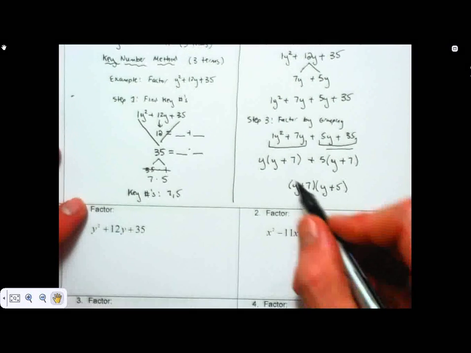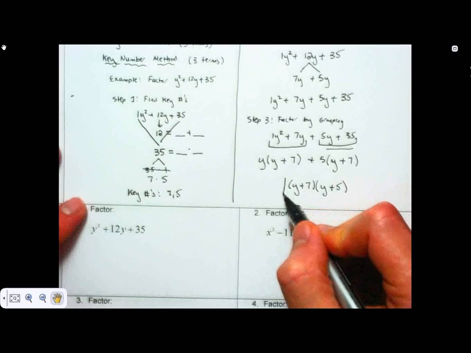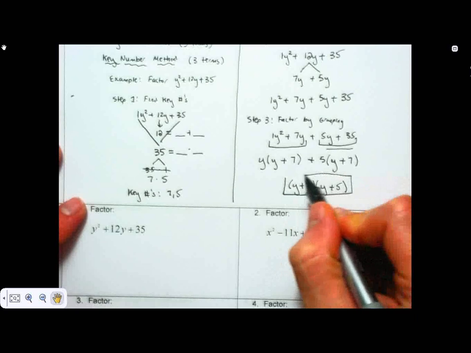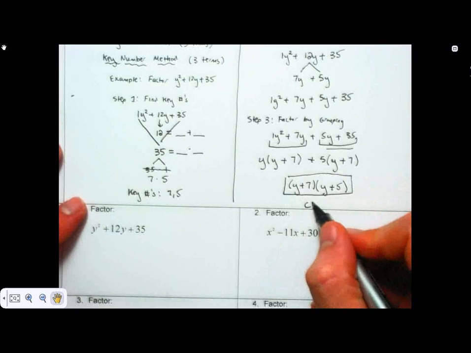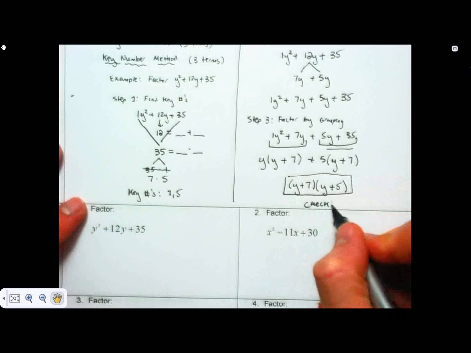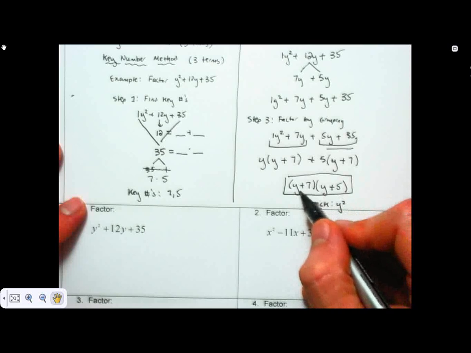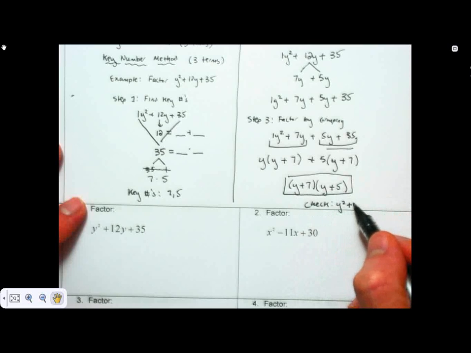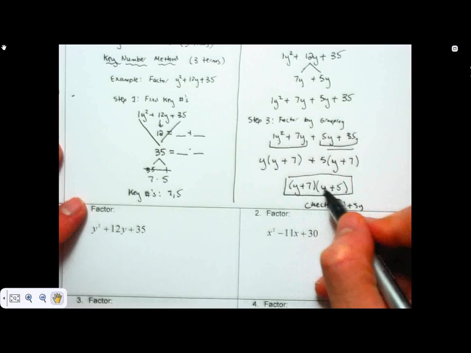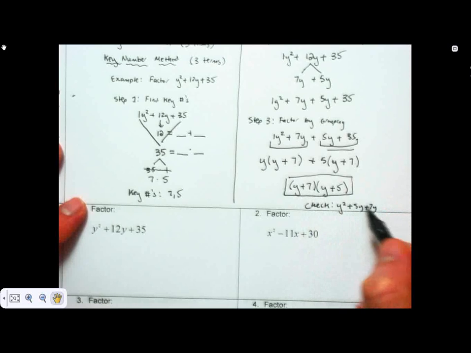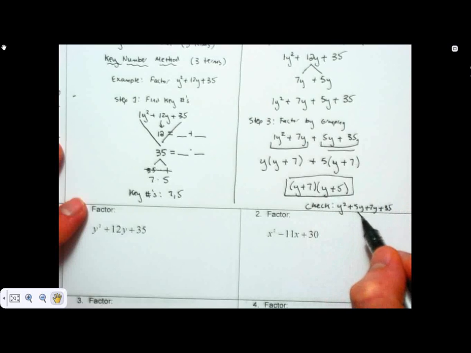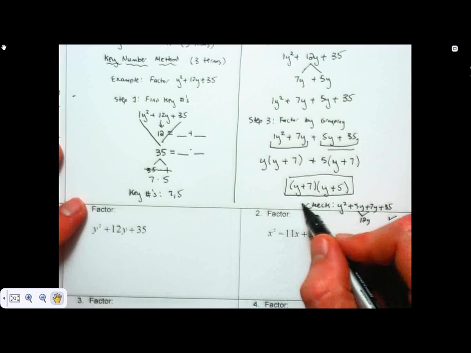Okay, now that is our answer, but we should check it just to verify that it works. So just to check, if we distribute, y times y is y squared, y times 5 is 5y, 7 times y is 7y, and 7 times 5 is 35. And so if I put the 5y and the 7y together, that's 12y, and I have exactly what I started with. So that means this checks out.